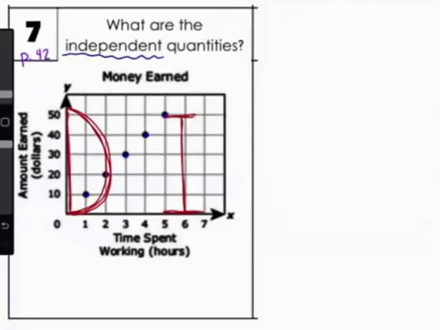Now, we were talking about the independent, so that means we're going to be talking about our x-axis. And quantities just means numbers. So if this were the test, I would choose these numbers here as my independent quantities. If they had asked for dependent, I would want the ones along the y-axis.